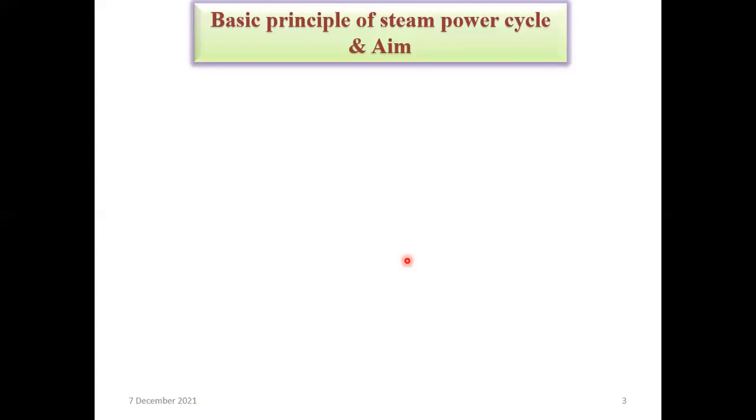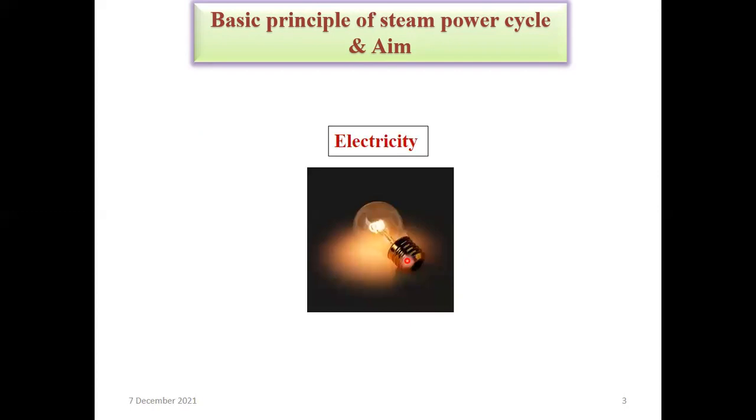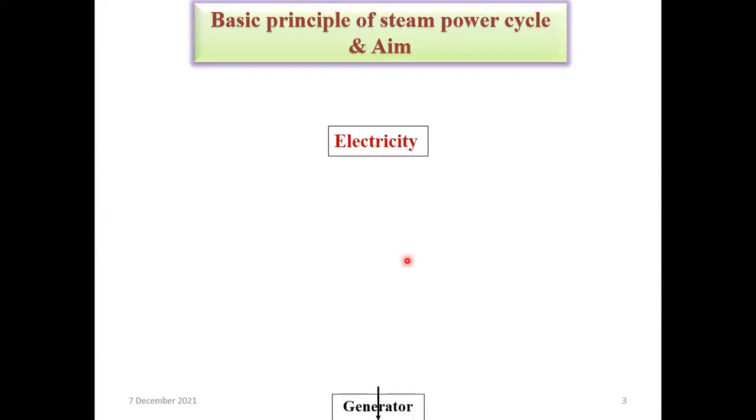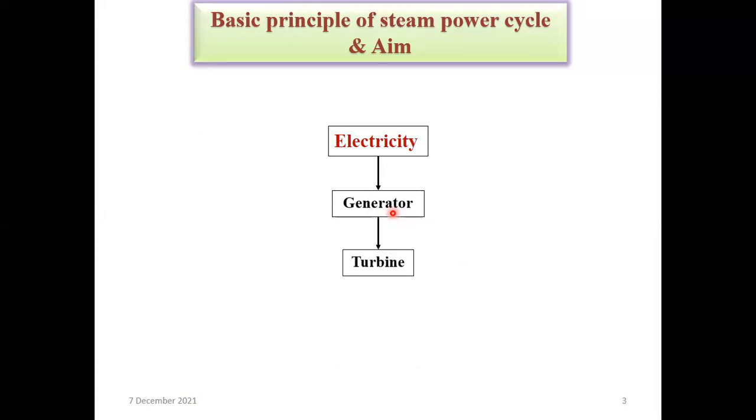So what is the basic principle and aim of the steam power plant? We need electricity, obviously. How do we produce electricity? With the help of a generator. And here a question arises: how does the generator work? With the help of a turbine. And how does the turbine rotate? With the help of the boiler. If the steam hits the turbine blades, it rotates them, which are in turn connected to the generator, and the generator generates electricity. So this is the basic principle and the aim.